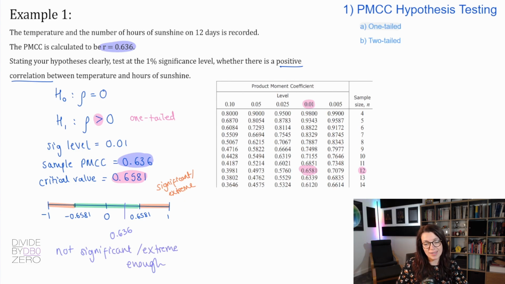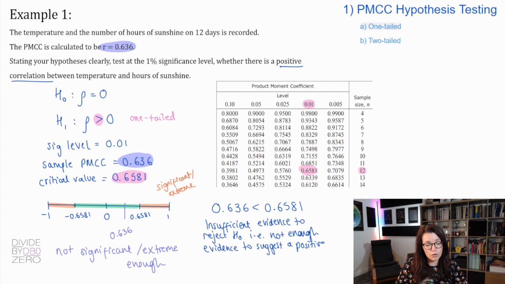All of that is my working out in terms of what you could actually write in the exam for your conclusion. You could say something like 0.636 is less than 0.6581, therefore insufficient evidence to reject H0, i.e. not enough evidence to suggest a positive correlation between temperature and hours of sunshine. Remember, with hypothesis testing, you always want to make a comment in the context of the question.